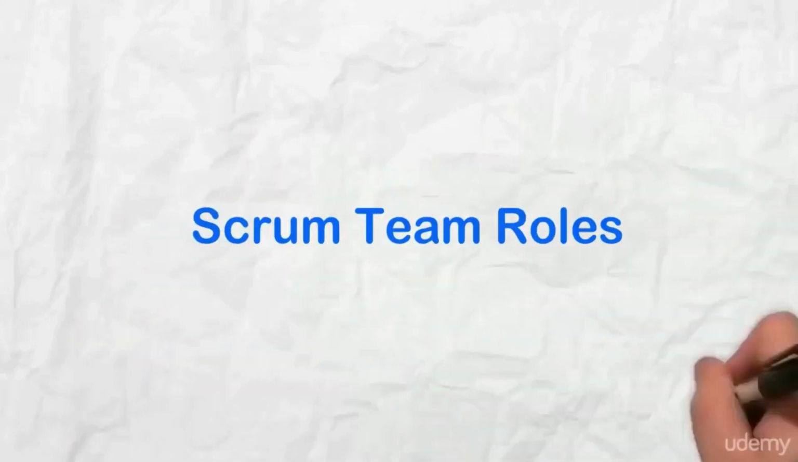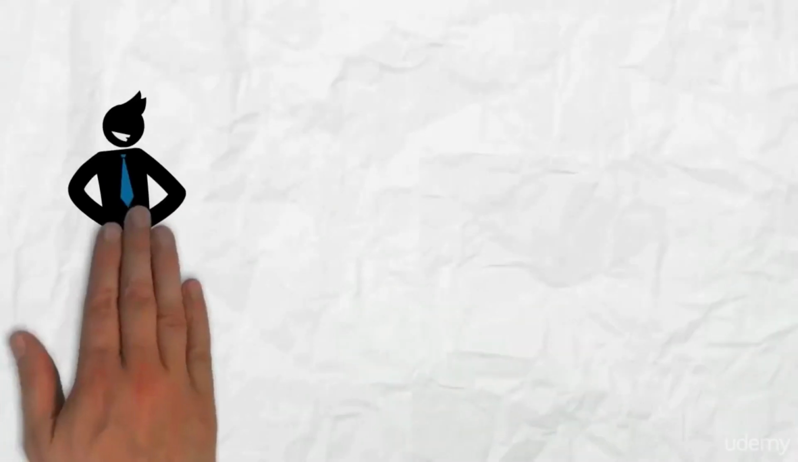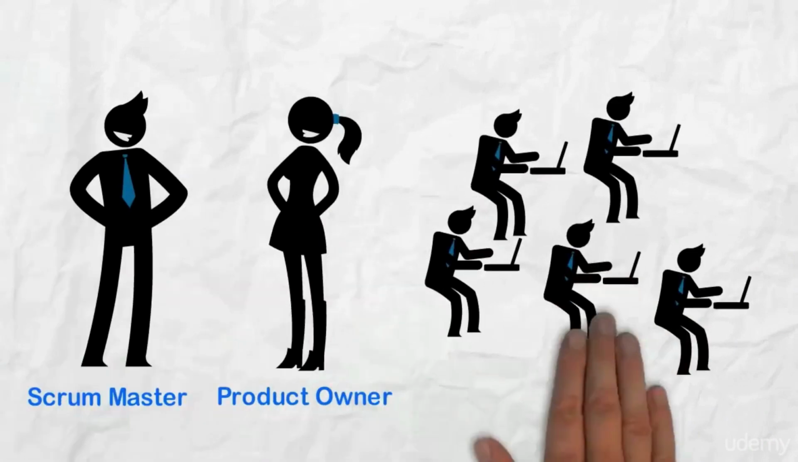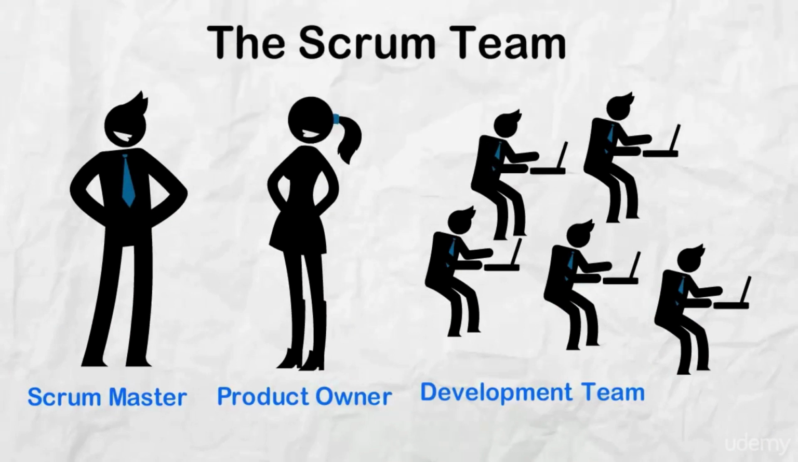Scrum Team Roles. Scrum simplifies projects down to only 3 roles. Remember, one of the benefits of this framework is keeping things simple. The 3 roles are the Scrum Master, the Product Owner, the Development Team. These 3 roles form the Scrum team.